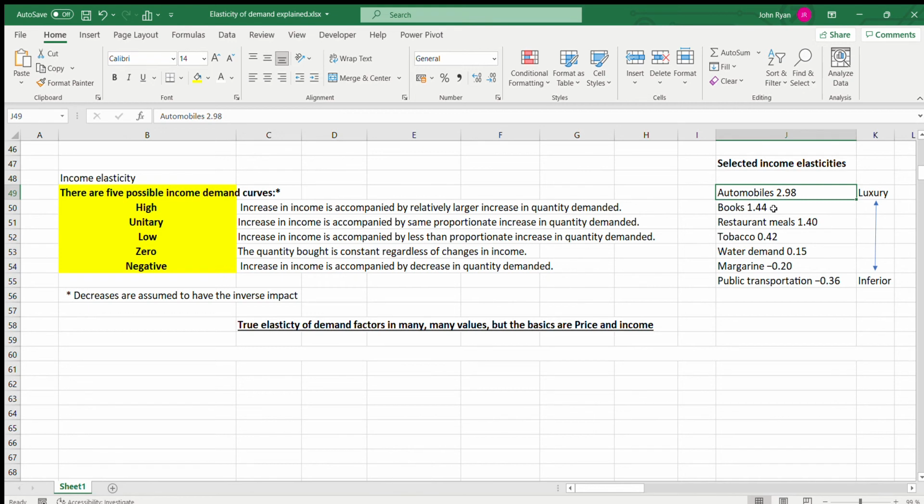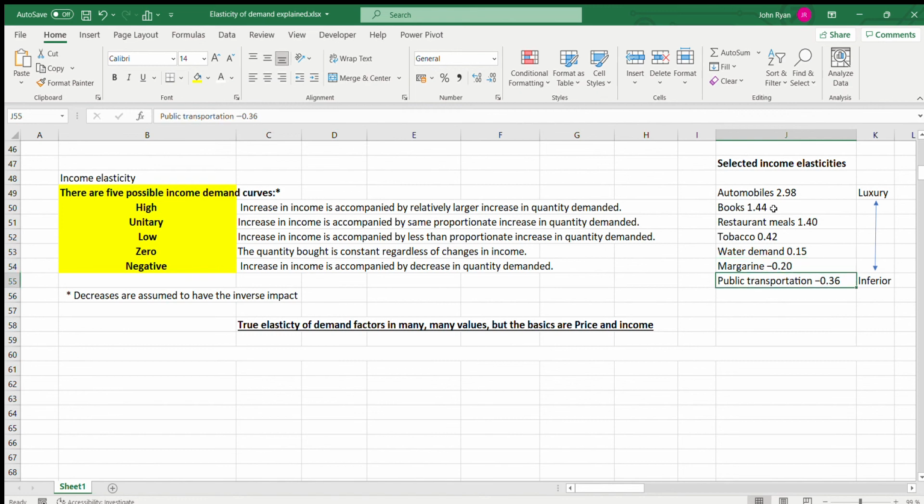automobiles would be quite elastic, as in they would be sacrificed in the event of people not having the income. Books, less so. Restaurant meals, surprisingly less so, but it is the way it is. Tobacco, people, is fundamentally inelastic to all intents and purposes. Water, more so. Margarines, very surprisingly, but it's still elastic, even though it is inverse.